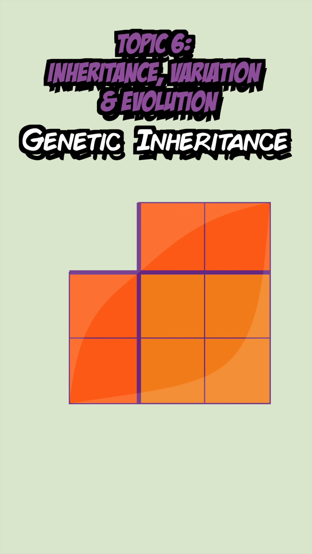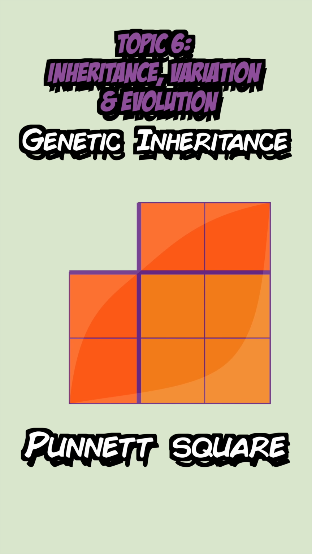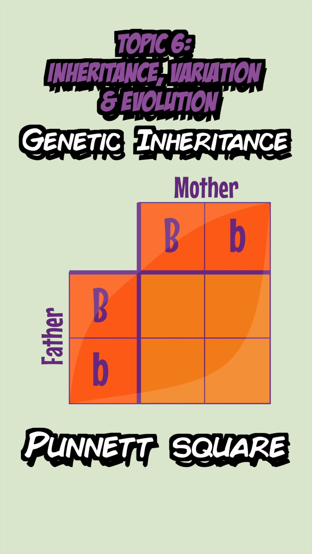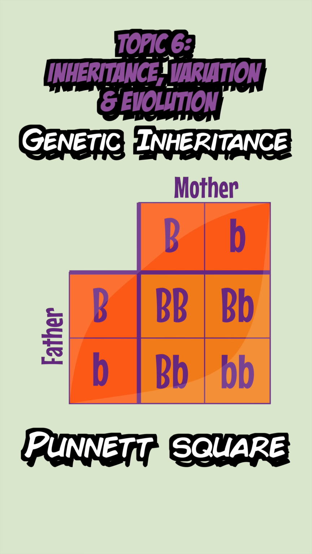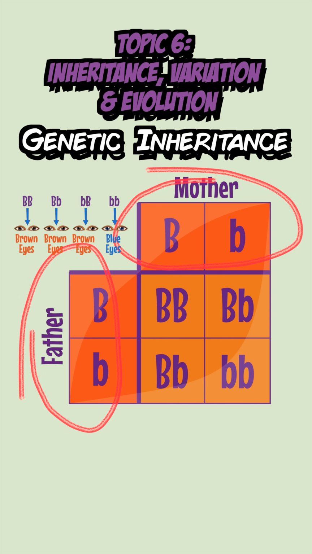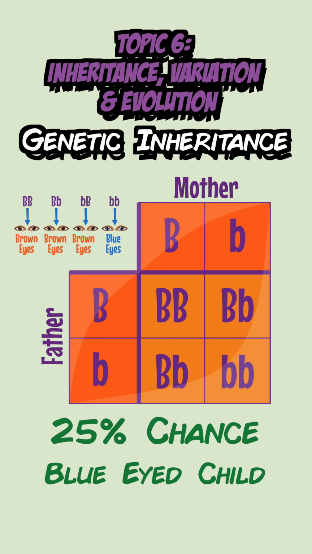You can use genetic crosses and Punnett squares to find out the probabilities that offspring will have specific genotypes and phenotypes. To do this, you write the genotypes of each parent on the sides of the diagram and write the combinations in the middle. From this, you can find the probability that the offspring will have specific genotypes. So for this example, 2 heterozygous parents would have a 25% chance of having a blue-eyed child.